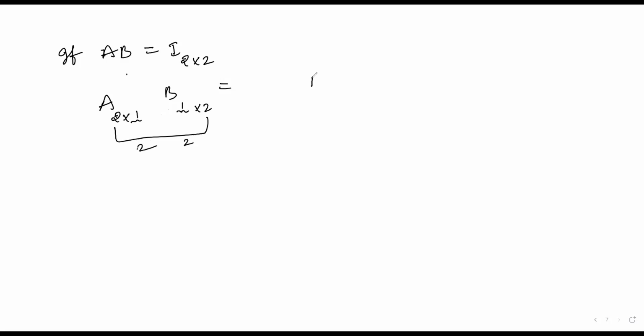So then BA, what do you get? AB is 2 by 2. BA is what? 1 by 1. You are going to get 1 by 1.